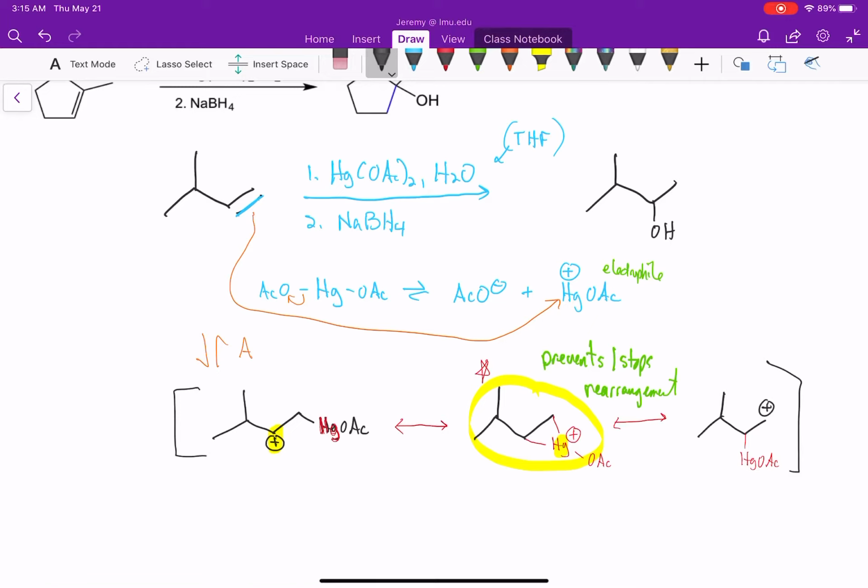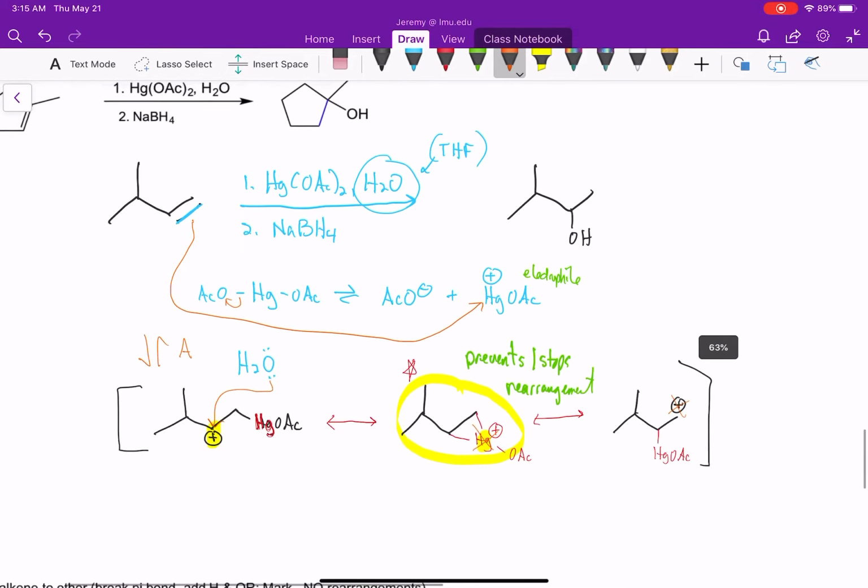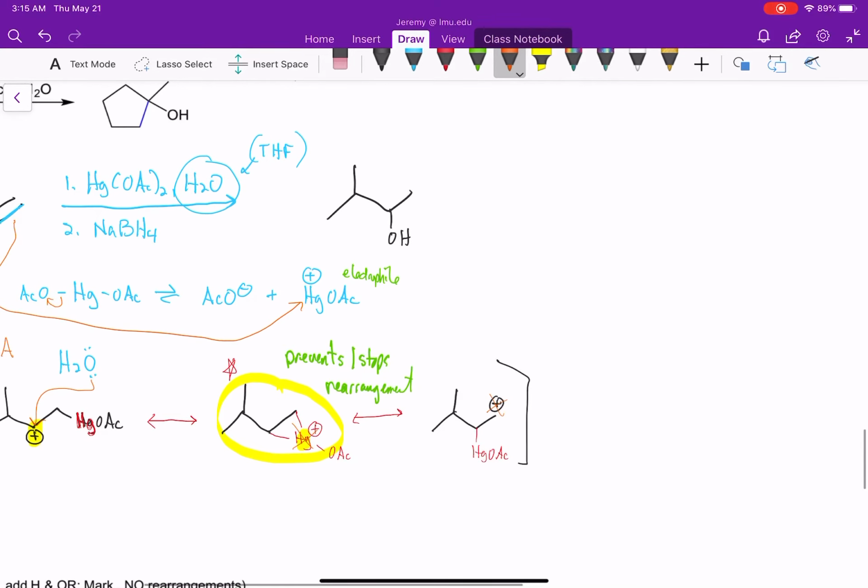And then what's going to happen is, remember, we still have our water molecule in our first step. And in fact, that water molecule is now going to act as a nucleophile and attack the more stable carbocation. All right, it's not going to attack the mercury. It's not going to attack the least stable carbocation. It will attack the more stable carbocation. So let's draw that product over here. Right, so if we draw our arrows, that will attack.